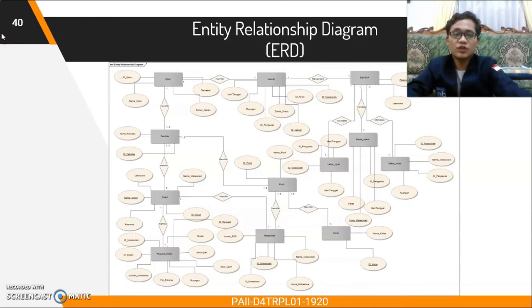Okay, I will continue my friend's explanation. On this occasion, I will explain about the database. The database that I explain includes the entity relationship diagram or ERD, conceptual data model or CDM, and physical data model or PDM. In this ERD, we can see that there are 12 entities.